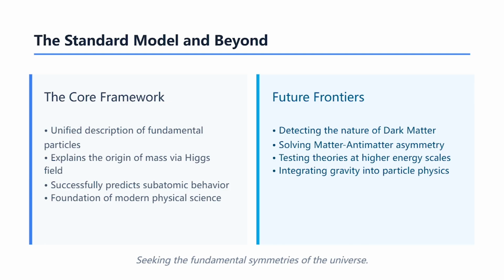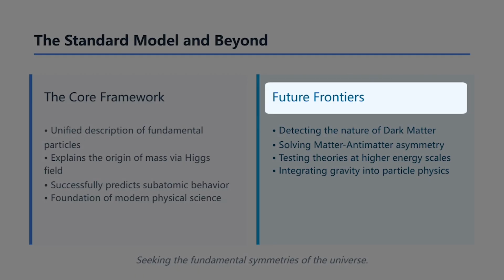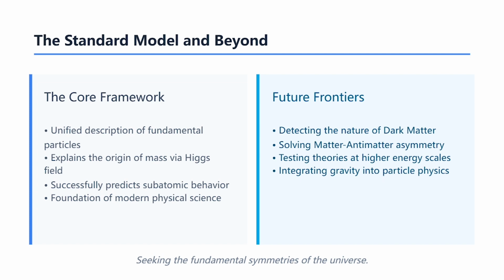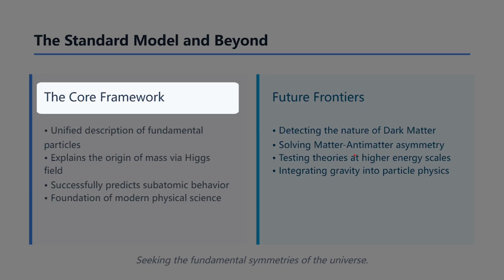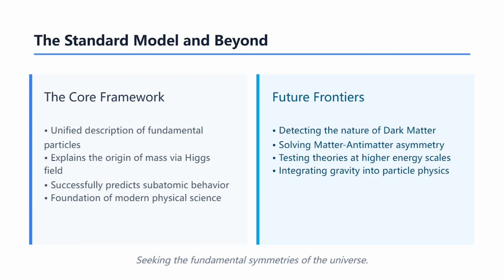But science is never truly finished. We are now looking toward future frontiers where the standard model alone cannot explain the mysteries of the cosmos. Current experiments at the LHC and beyond are hunting for the nature of dark matter and trying to understand the matter-antimatter asymmetry. These are the puzzles that the next generation of physicists, perhaps some of you, will solve. By seeking these fundamental symmetries, we get closer to a truly complete theory of everything.